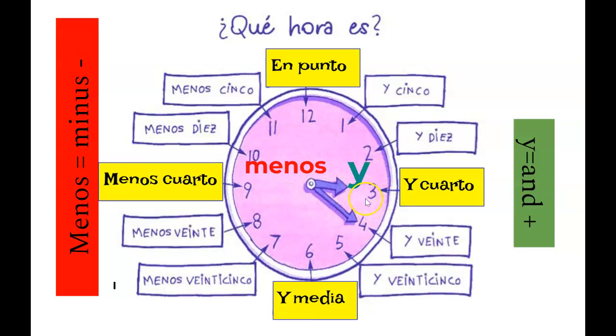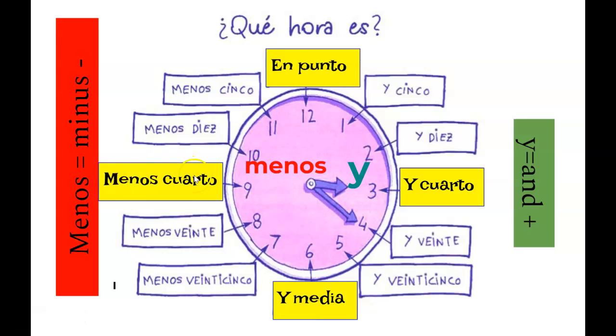At the 15, instead of saying 15 for my minutes, I'm going to say and a quarter. A quarter is y cuarto. When I get to 30, instead of saying the number 30, I'm going to say a half, y media. When I get to 45, I'm not going to say 45, I'm going to say a quarter till.